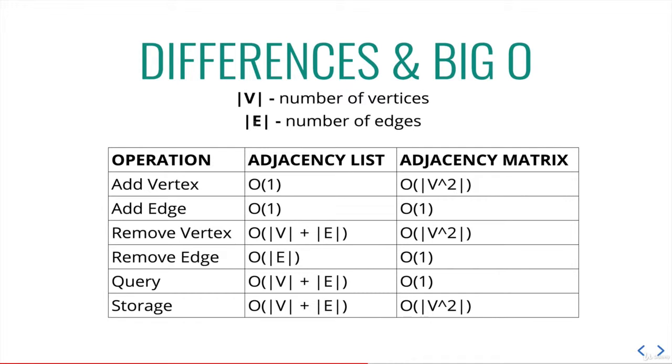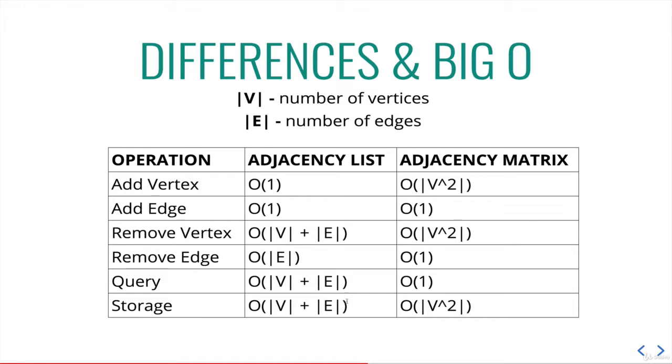V and E. V is the number of vertices, E is the number of edges. So if we think about the storage, how much space they take up compared to one another, if we look at an adjacency matrix, you can see we're looking at big O of V squared, where V is the number of vertices. And that makes sense because it's a two-dimensional structure. If we add a new vertex, it means not only adding one slot, it means actually adding an entire row and an entire column to our matrix.